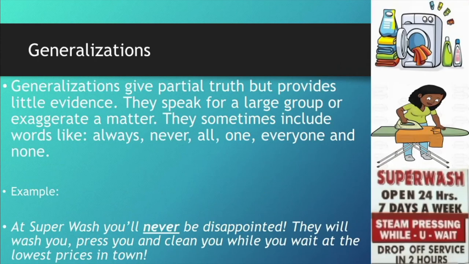generalizations. Generalizations give partial truth or some sort of truth, but provide little evidence. They speak for a large group or exaggerate a matter. They sometimes include words like always, never, all, one, everyone, and none. So let's look at our example sentence.